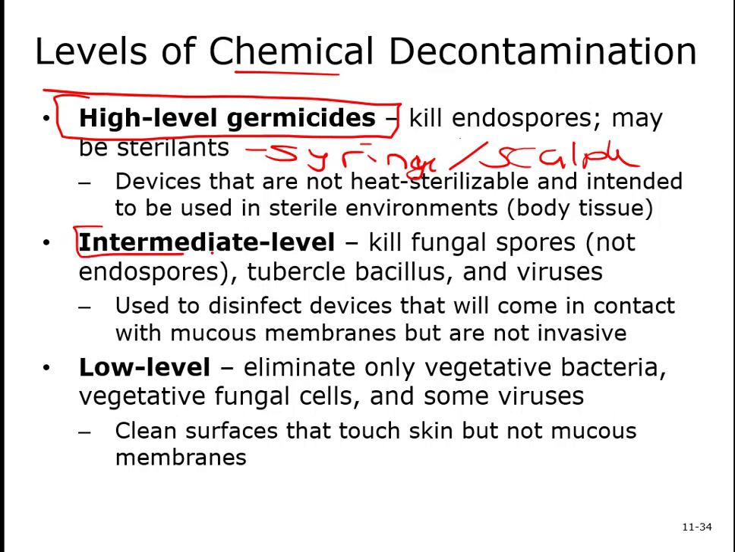Something that's intermediate level means we need to kill most vegetative bacteria and viruses, but it's okay if there are maybe some endospores there. So for example, something that's coming in contact with mucous membranes, but it's not invasive. So for example, a colonoscope. And then a low-level tool would be something that's not penetrating any tissues. It's only being used on the surface or on the skin. So, for example, a blood pressure cuff that you may use, it could be disinfected using a low-level germicide.